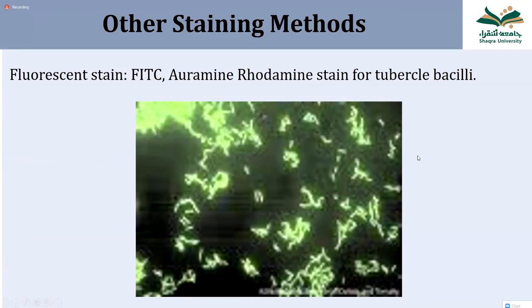Other staining methods include the fluorescent staining, auramine, rhodamine staining, and special staining for different bacteria. Here it is an example for tubercle bacilli or Mycobacterium tuberculosis, and this is auramine, rhodamine stain, you can say. Or you can say in the exam, if a photo just like this comes, you should say this is fluorescent staining, just that.